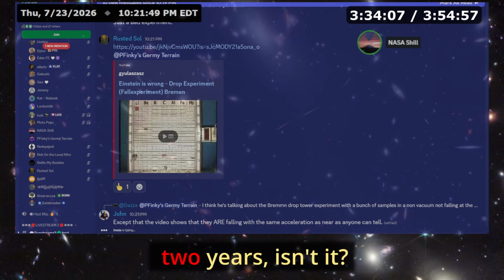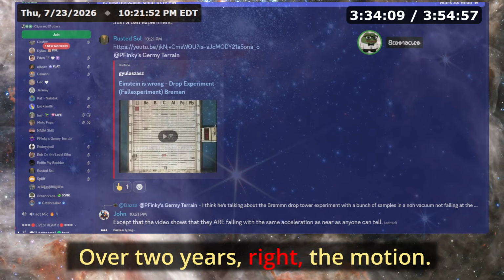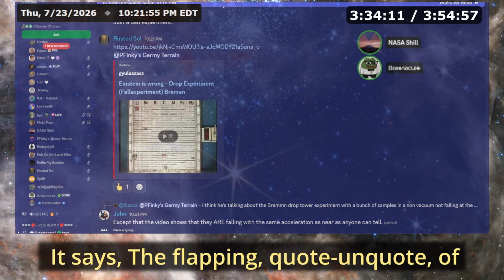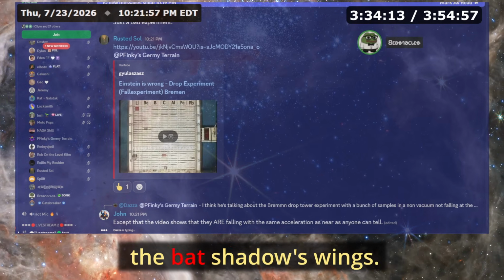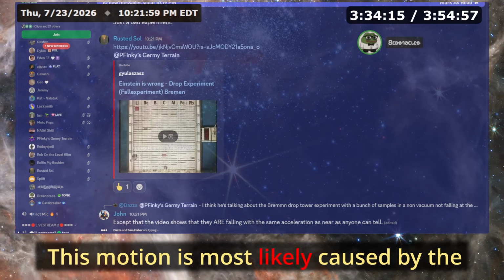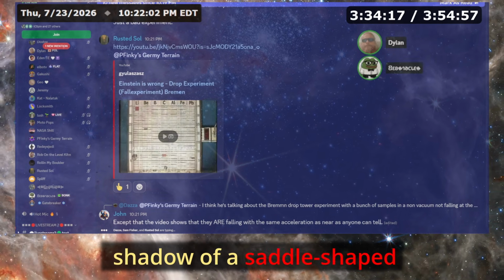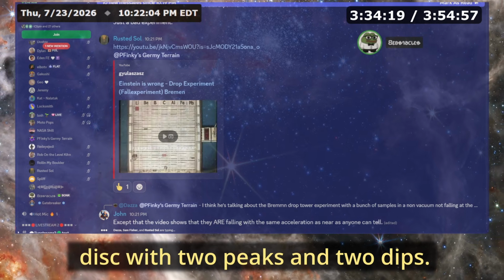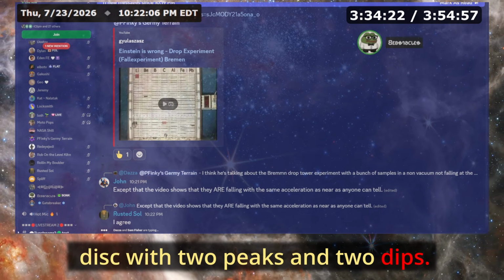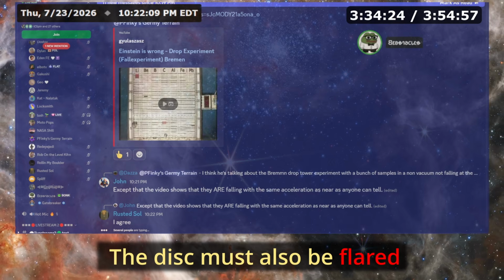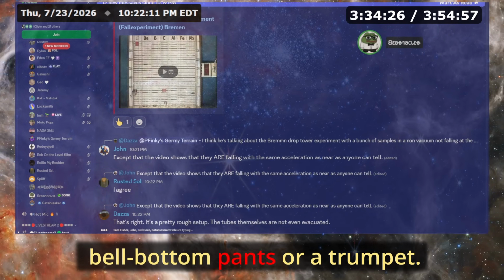Yeah, it happens over 2 years, is it? Over 2 years, right? The motion. It says the flapping, quote unquote, of the bat shadow's wings. This motion is most likely caused by the shadow of a saddle shaped disc with 2 peaks and 2 dips. The disc must also be flared like bell bottom pants or a trumpet.